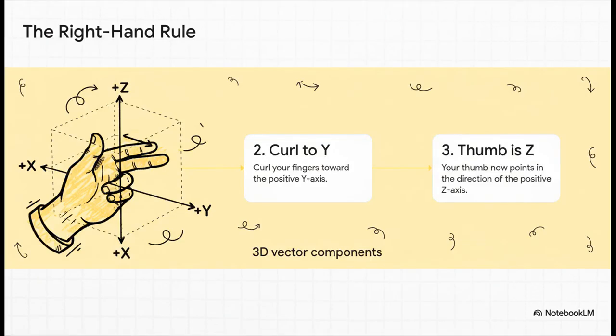So, to make sure we're all looking at this 3D world the same way, there's this super handy trick called the right-hand rule. Seriously, do it with me right now. Take your right hand, point your fingers straight out along that positive x-axis. Now curl them like you're trying to grab the positive y-axis. Where's your thumb pointing? Straight up, right? That's it. That's your positive z-axis. It's the standard everyone uses, so we're all on the same page.